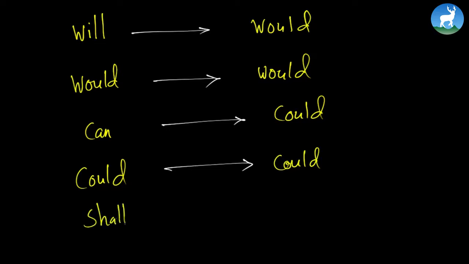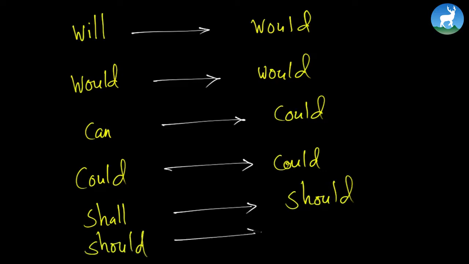Let's start once again. Shall is changed into, tell me, should. And what about should? Should is not changed. Should is left as it is. Might is not changed. Must is not changed. So this is the general rule.